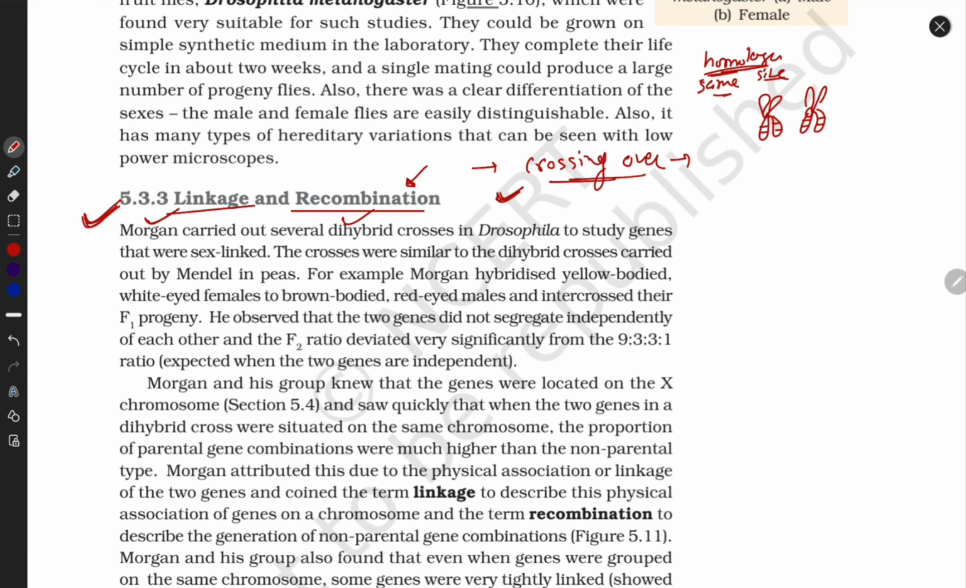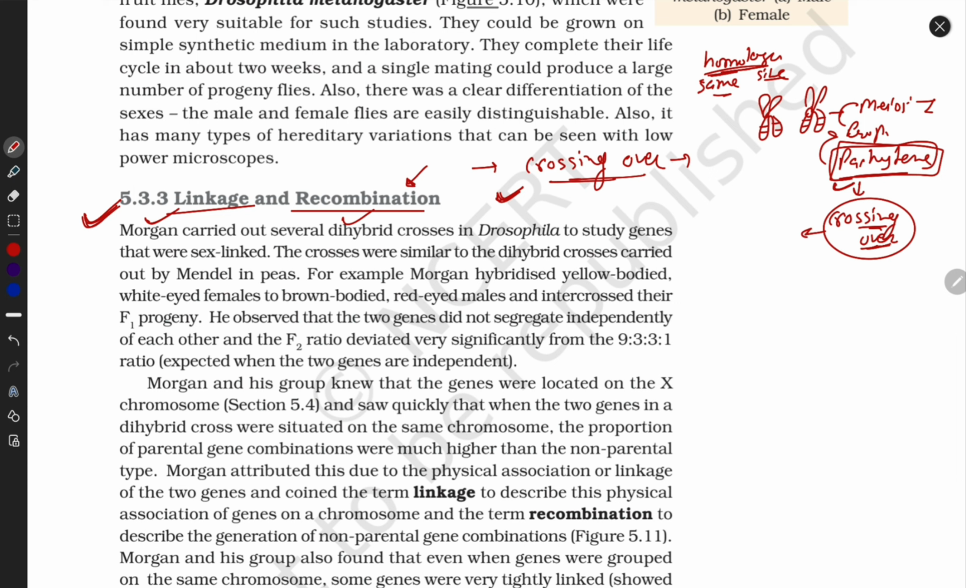Guys, during meiosis, what is happening? During meiosis, first stage: prophase, metaphase, anaphase, telophase. Remember guys, prophase is divided into 5 phases: leptotene, zygotene and pachytene. You remember this thing? Pachytene. What is happening here? In pachytene stage, crossing over takes place. If you study cell division, then you can easily know about this thing. So crossing over happens in pachytene stage of prophase of meiosis I.